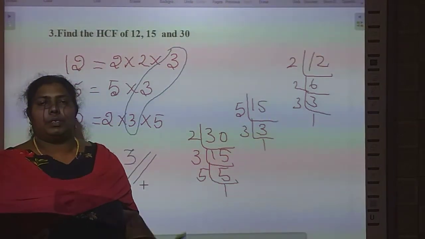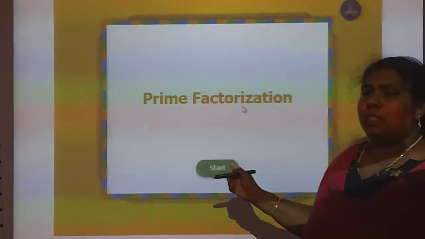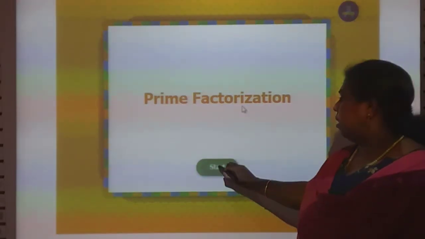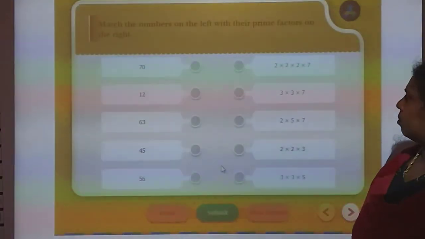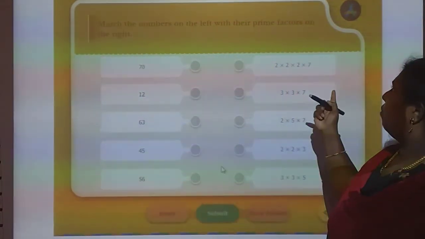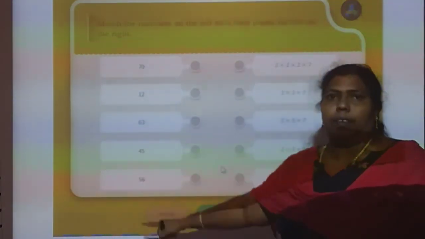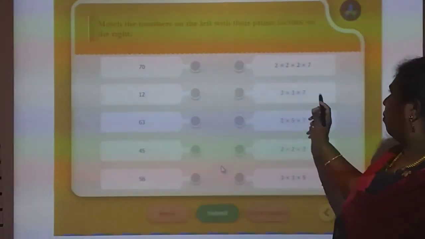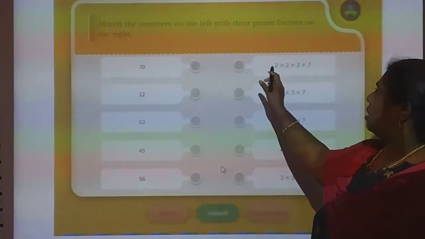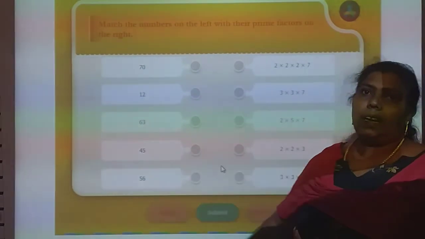Yes. Now we are going to do the activity, okay? Yes, let's do an activity, prime factorization. Let's start. Match the numbers on the left with their prime factors on the right side. Here the prime factors are here, the numbers are here, okay? First we are going to multiply the prime factors, then we will get the numbers, okay?